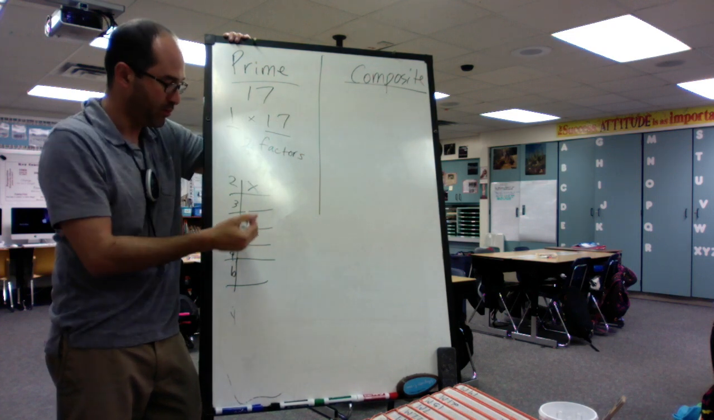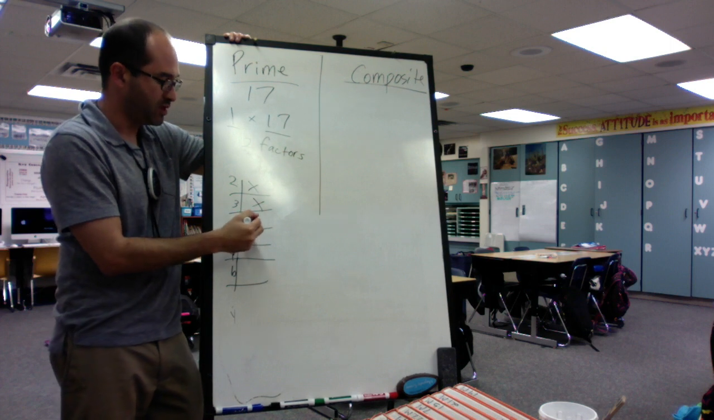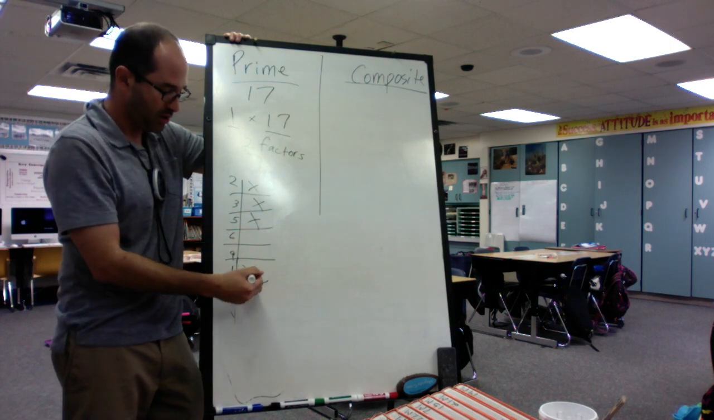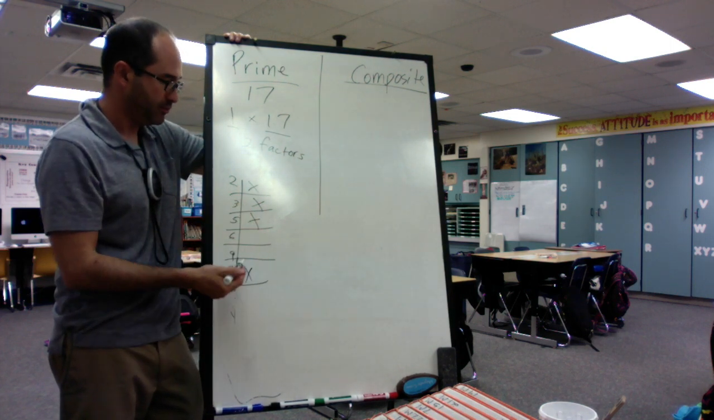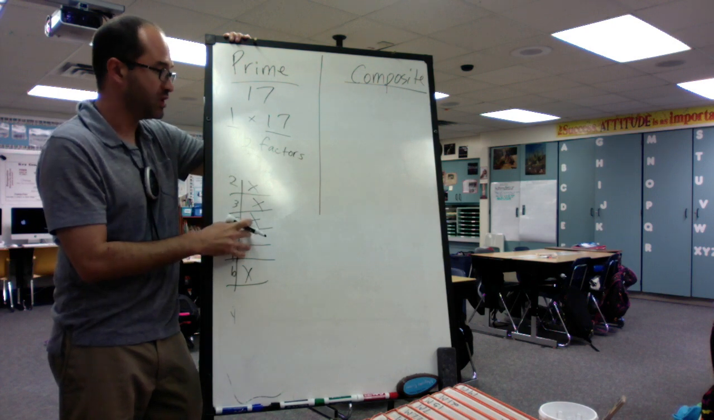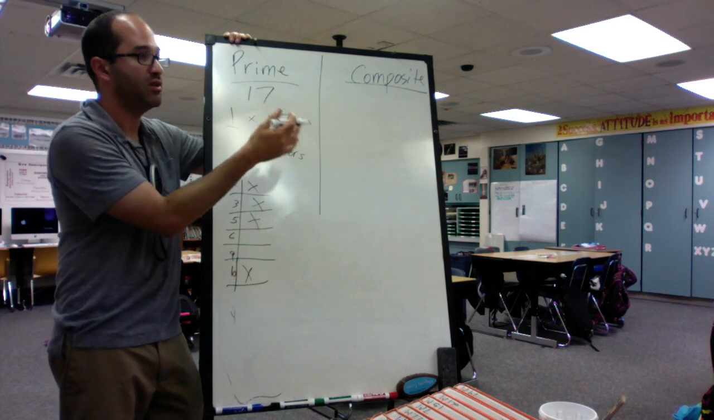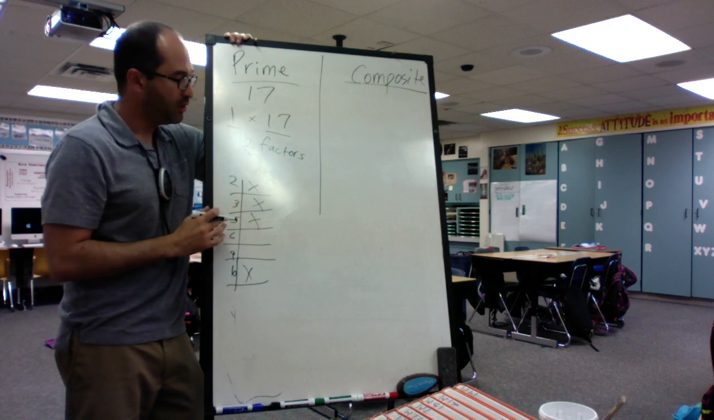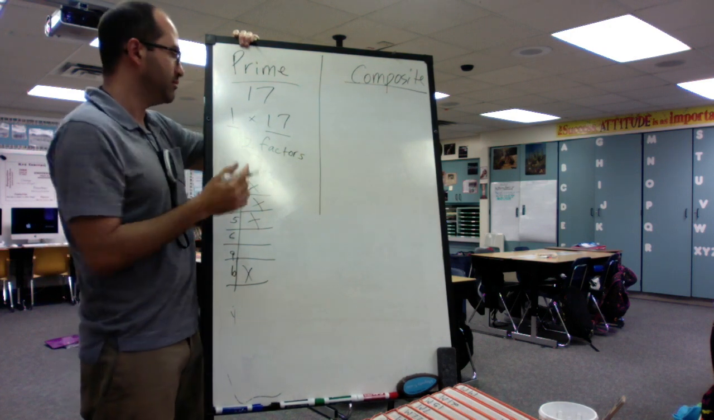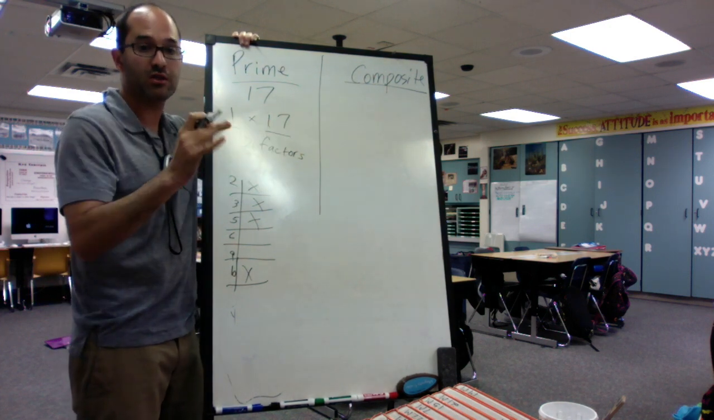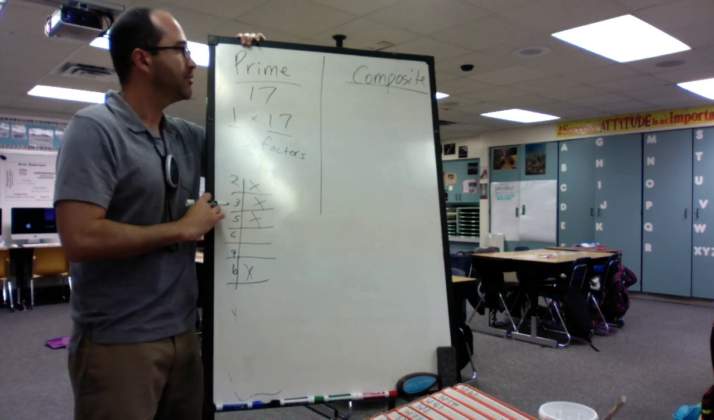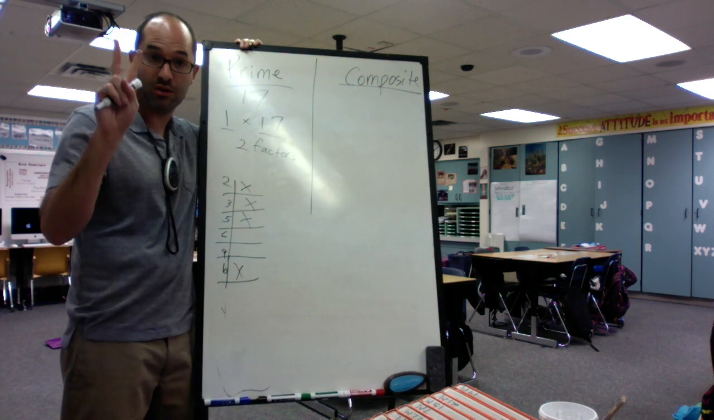3, 6, 9. Boom. Doesn't end in 5 or 0. Doesn't follow the rule for 6, and it's not divisible by 9 either because 1 plus 7 is 8. 8 is not divisible by 9. Really, the only factors for 17 are 1 and itself, so it has two factors. It's prime. Okay. Prime numbers, so much fun. The only factors are itself and 1.